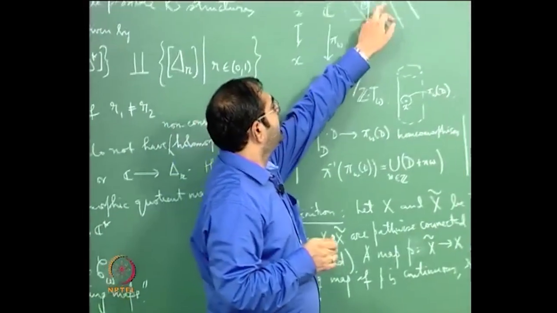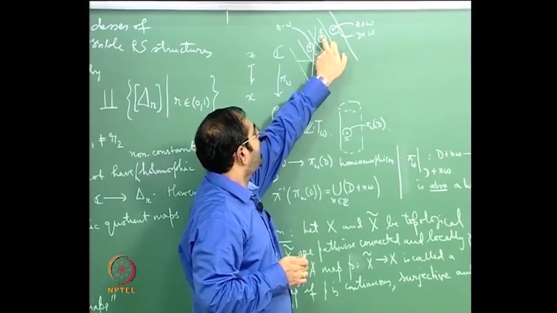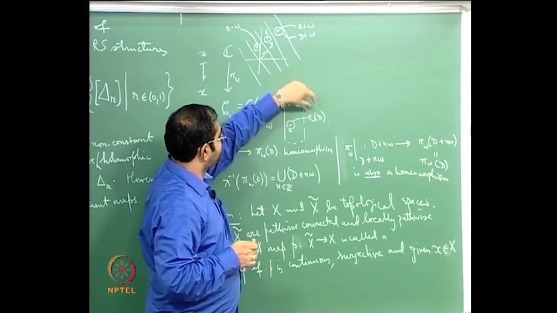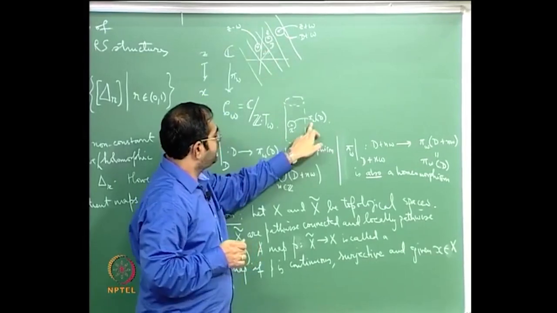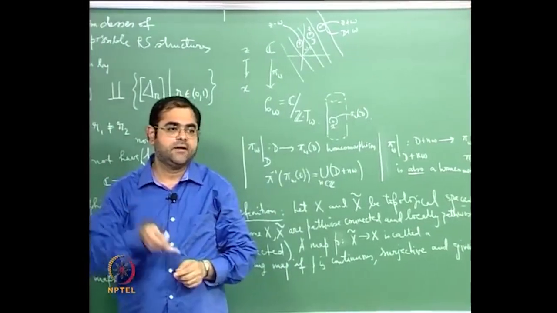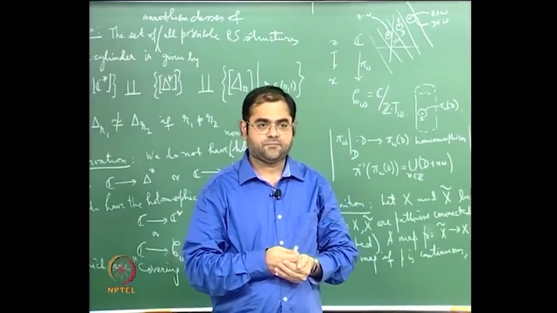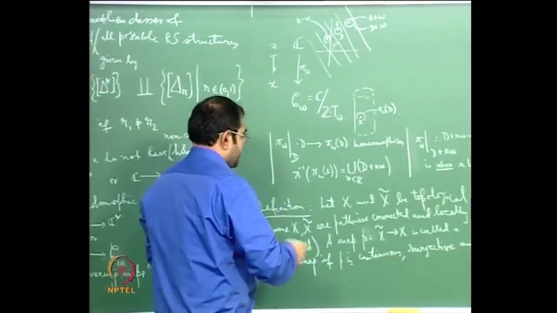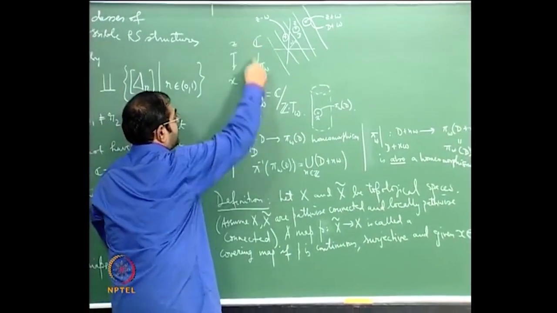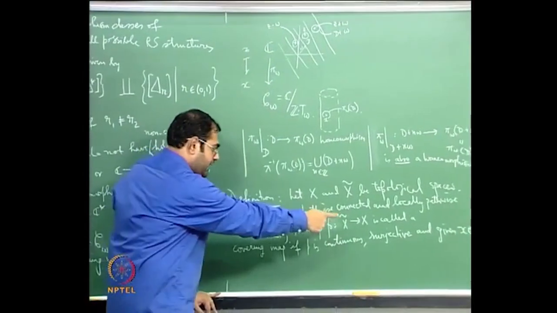In fact, I took pi from this disk D into its image here, but I could have as well taken any translate, because after all of them are going to be identified. Okay, so I want the same kind of thing to happen in a covering space situation. So let me write that down.